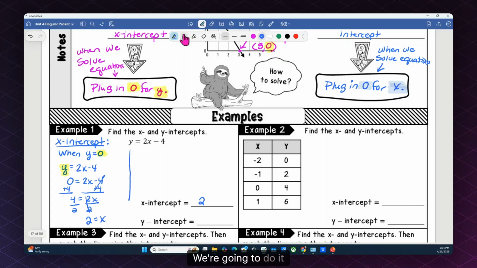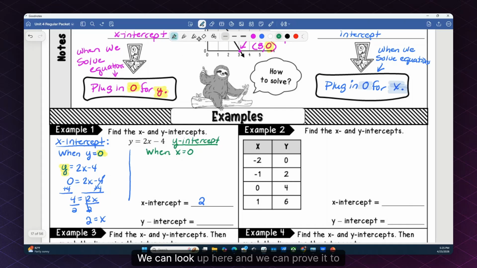Okay, we're going to do it for a y-intercept. So let me just write out the rationalization. My y-intercept we're going to find on this side. What is true about a y-intercept? This is going to be when x equals 0. We can look up here and we can prove it to ourselves.